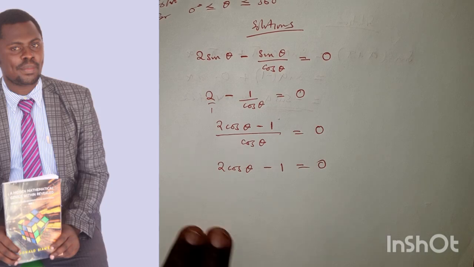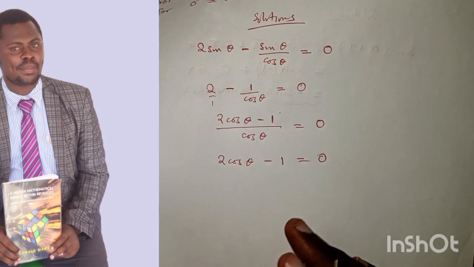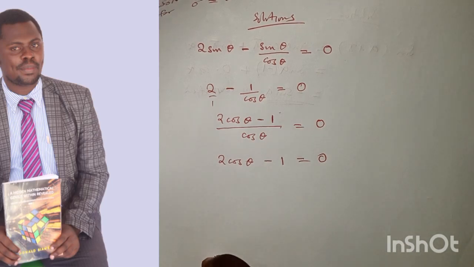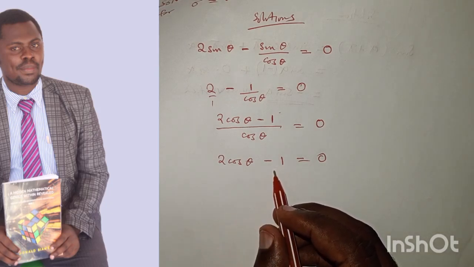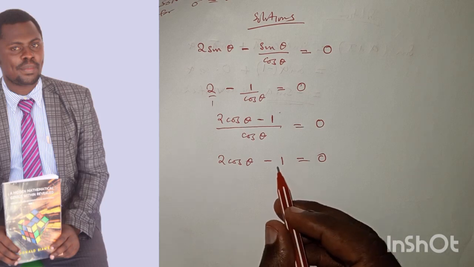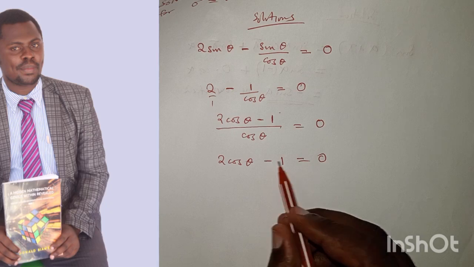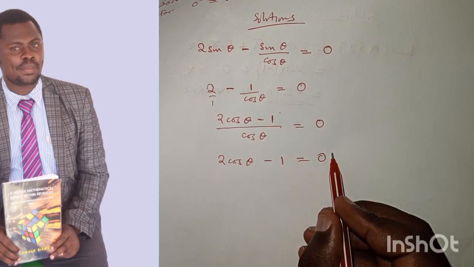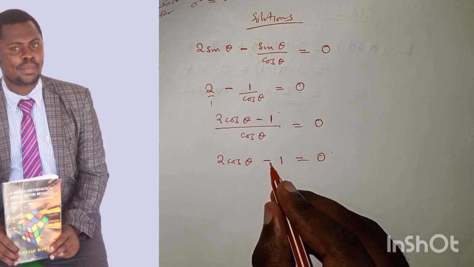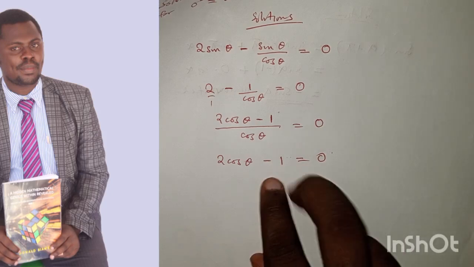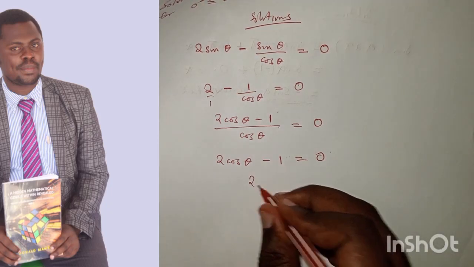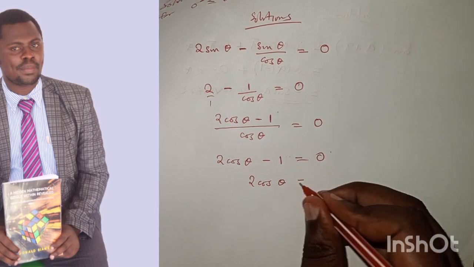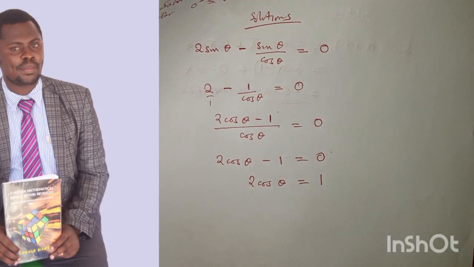Our first task here is to make sure that we remain with just cos theta on this side of the equation. So this minus 1, we need to get rid of it from this side. The opposite of minus 1 is plus 1, so you add 1 to both sides of the equation. So plus 1 will cancel out minus 1, or simply this minus 1 will come to this side and it will become positive. So we are going to have 2 cos theta is equal to 1.